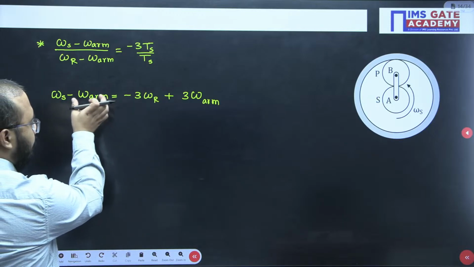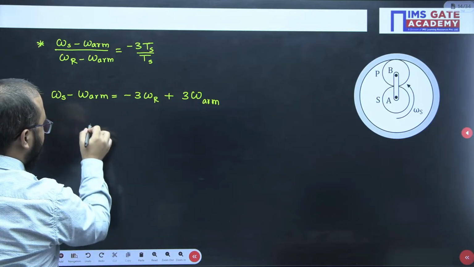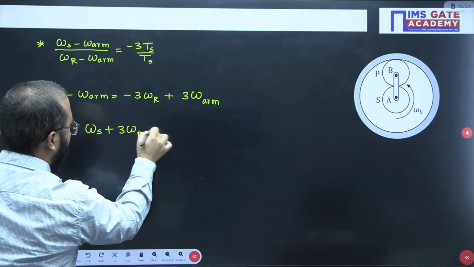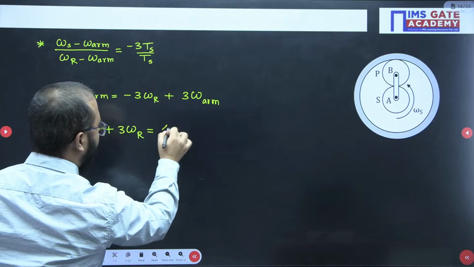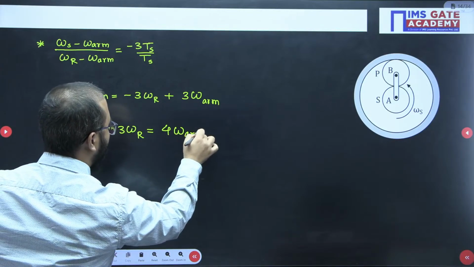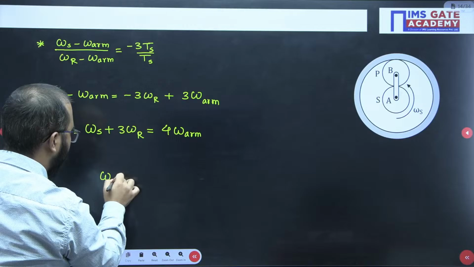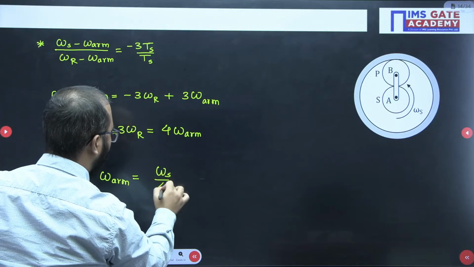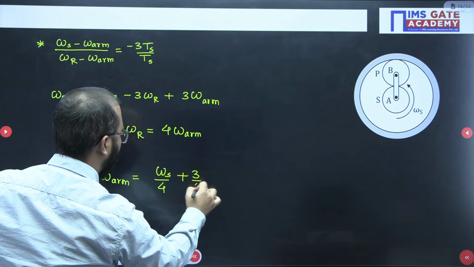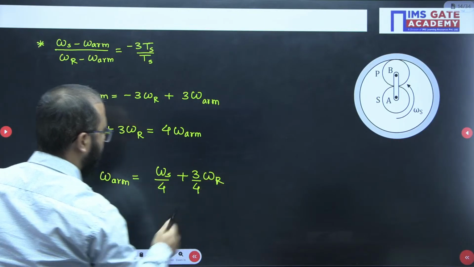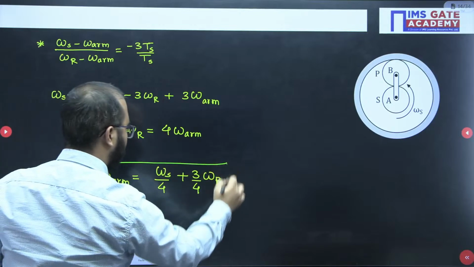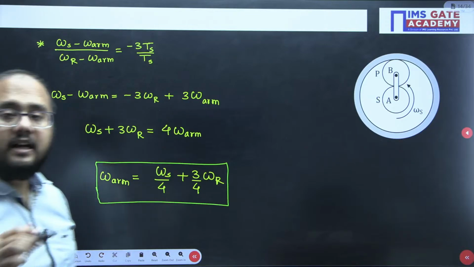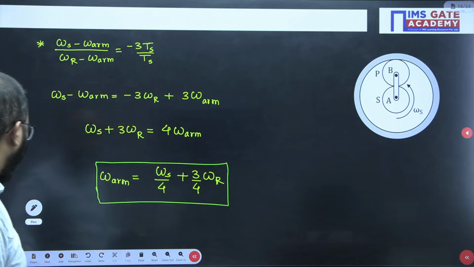So if I put this omega arm on the right hand side, omega s plus 3 omega r equals 3 plus 1, 4 omega arm. So omega arm we have to calculate now. So omega arm value will be equal to omega s by 4 plus 3 by 4 omega r. So this is the relation we have finally got from the analysis.